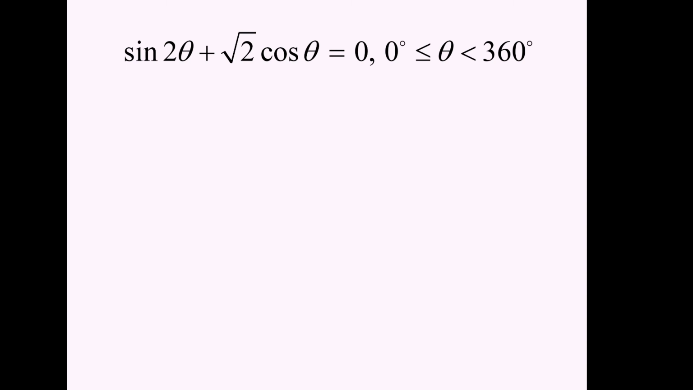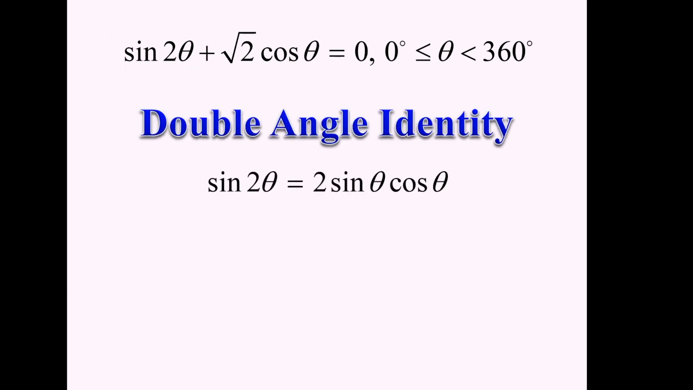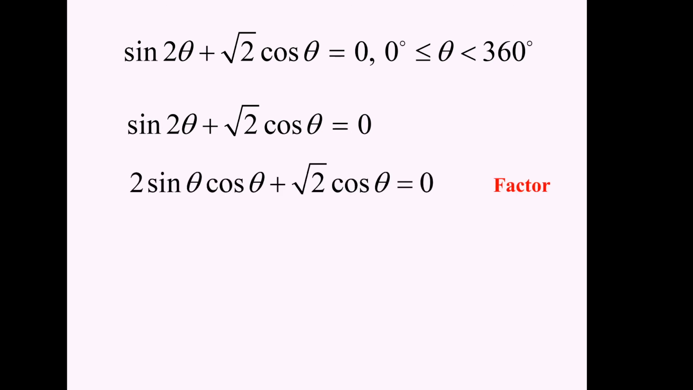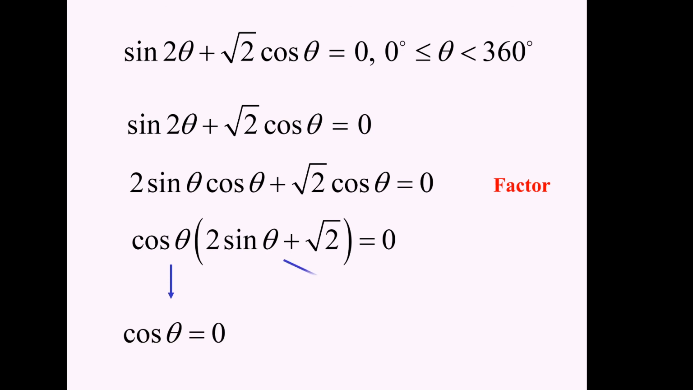So here's another example. This one is a double angle. For double angles, sine of 2 theta is 2 sine theta cosine theta. So again, it's all about the replacement. And now what about the rest of the steps here? We can take out the greatest common factor, which is cosine of x. So we're left with 2 sine theta plus root 2 equals 0. And then we set each one of those factors equal to 0, and solve for theta separately.